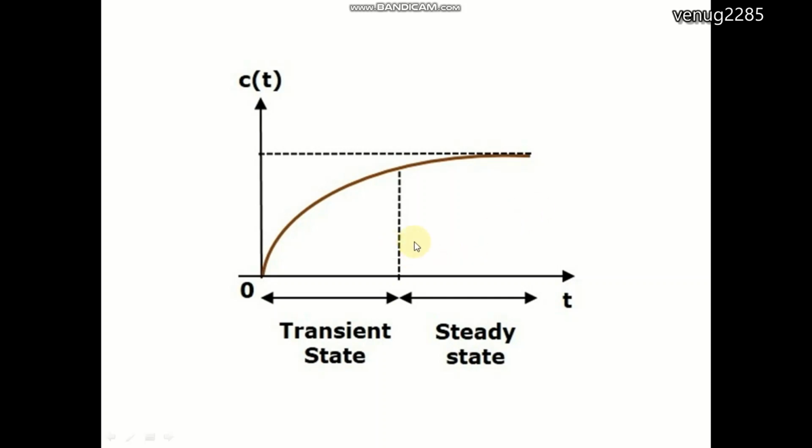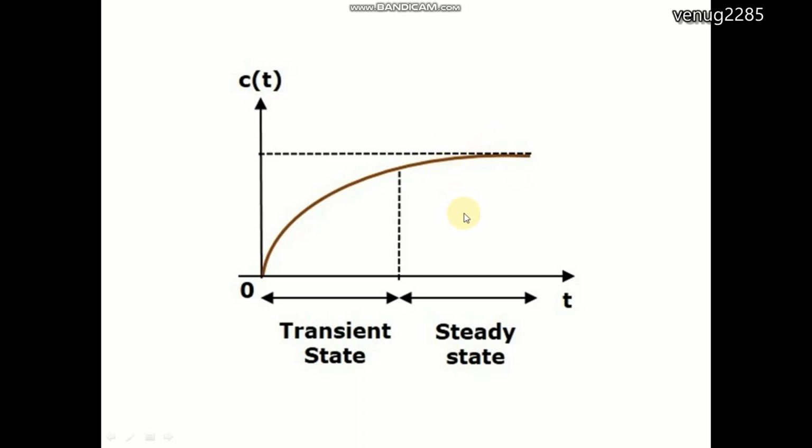Right? It has two states. The one is a transient state and the second one is the steady state. In the transient state, it transitions from off position to on position. When it attains 95% of output, then it is called a steady state. After the transient state, the steady state will take over when t tends to infinity.